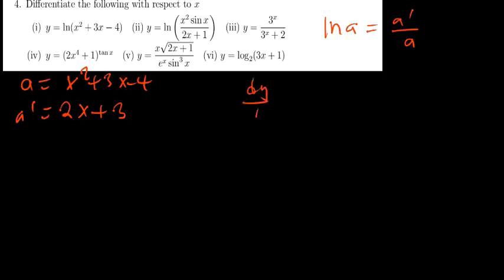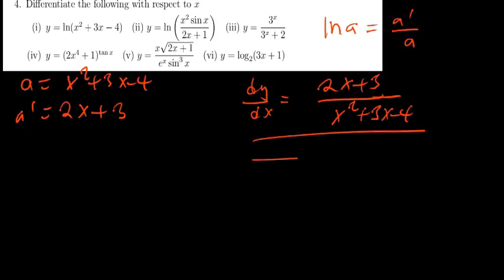In this case, a is x squared plus 3x minus 4. Then a prime is the derivative of x squared, which is 2x. The derivative of 3x is 3. The derivative of 4 is 0. So then dy over dx of that function is a prime, which is 2x plus 3, divided by a, which is x squared plus 3x minus 4. That becomes the answer. Okay, let's go to part 2.